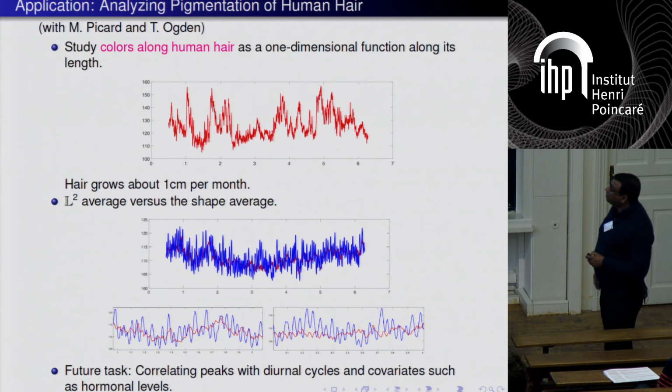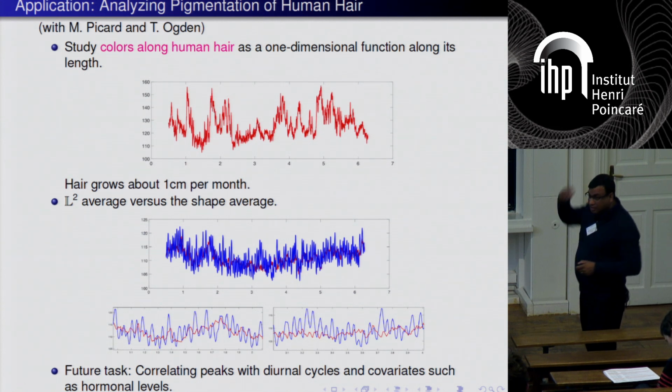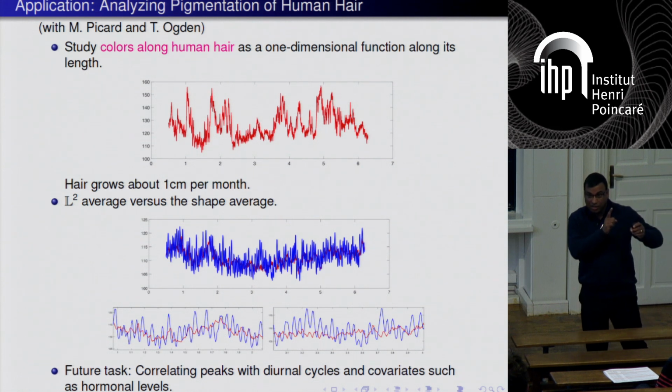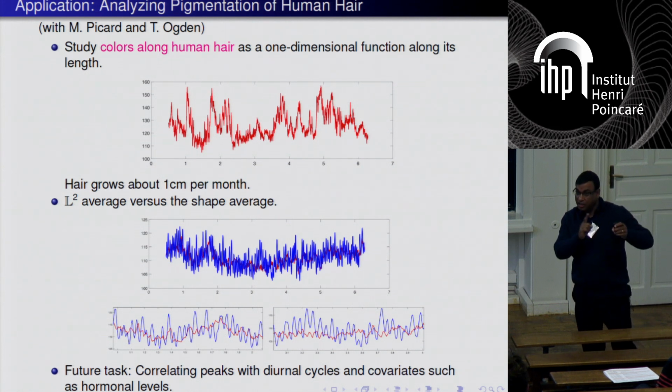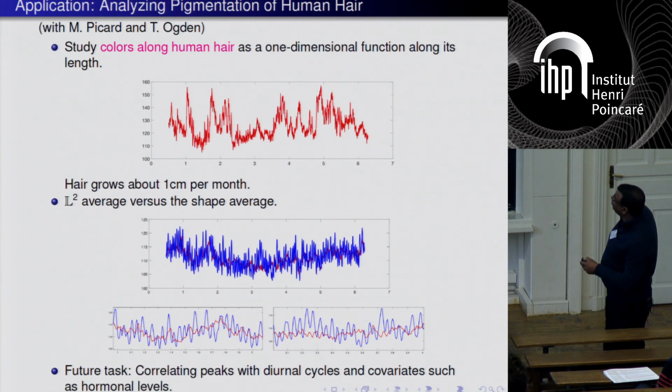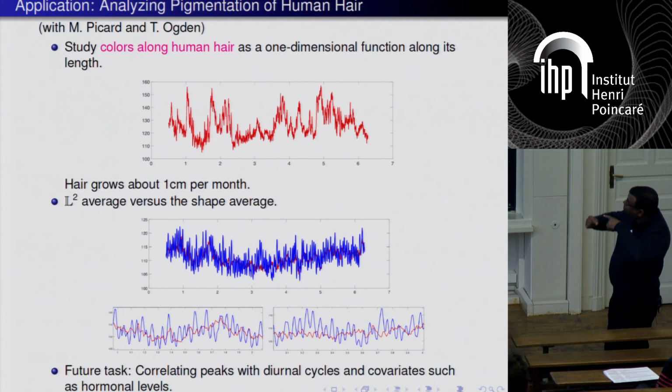Another project we are looking at is something very similar. They pluck out the hair and put it on the microscope, and they look at the grayscale color along the hair. So it's about 6 centimeters. The first half centimeter is used to clamp in the microscope. And these are grayscale values of the points along the hair.